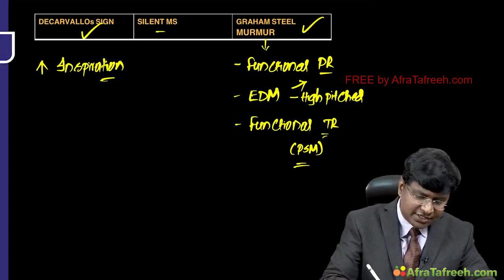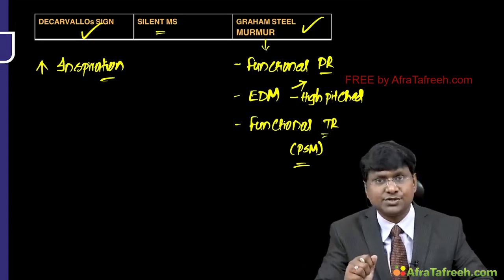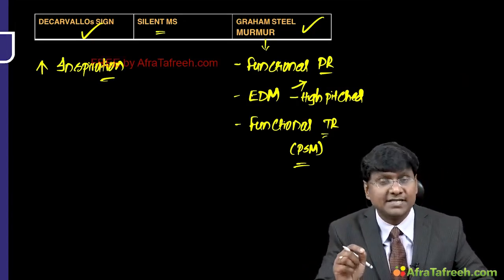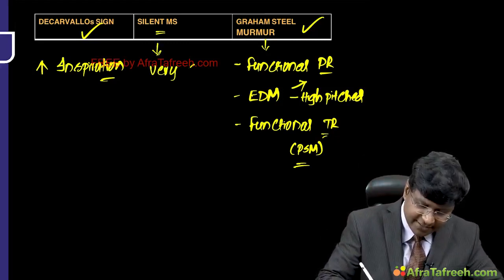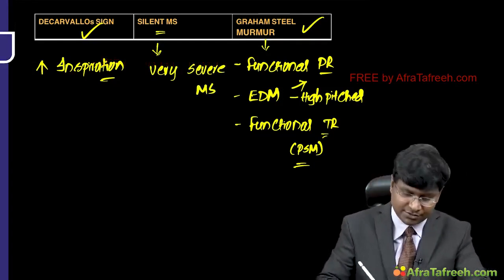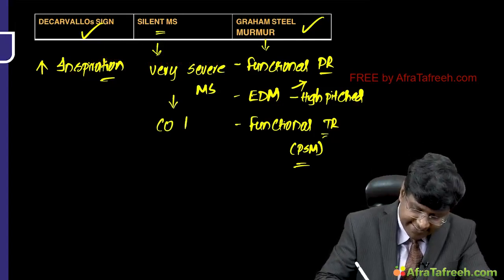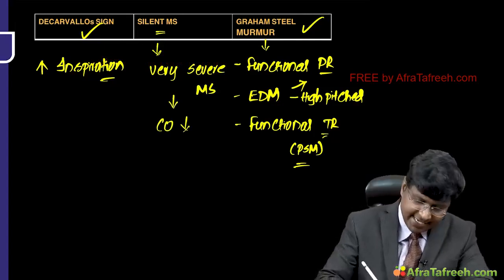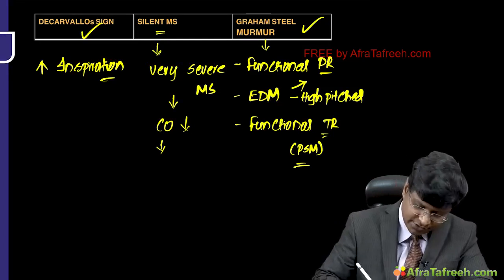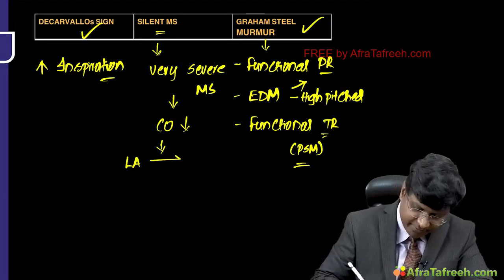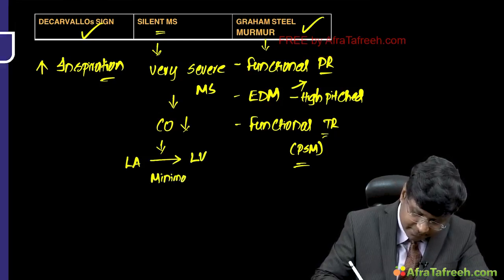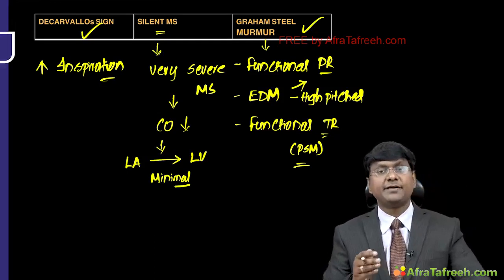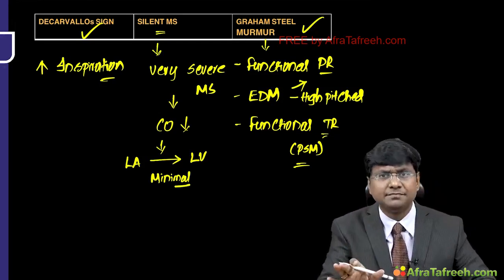Okay, and occasionally there can be silent mitral stenosis. Now, when does silent mitral stenosis develop? In case of very severe mitral stenosis, cardiac output is significantly reduced. And in very severe mitral stenosis, the blood moving from the left atrium to the left ventricle will be very, very minimal.